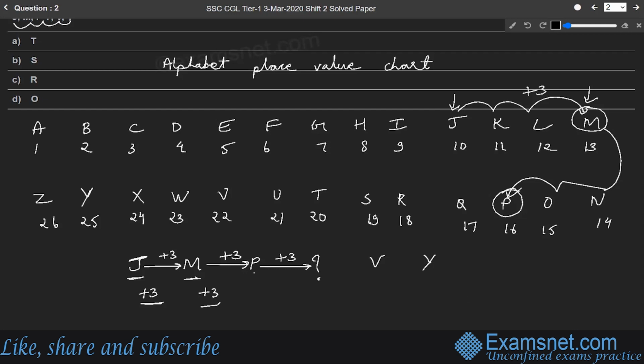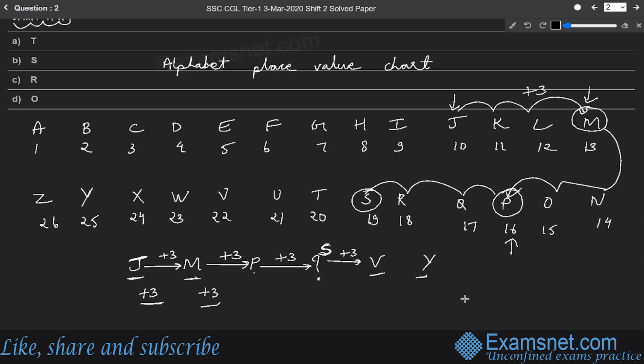So we will get the alphabet in the place of question mark. P is present here. P plus 3 will be 1, 2 and 3. P plus 3 will be S. So the alphabet in place of question mark is S. Now let us check it for the last 2 alphabets also. Now in the place of question mark we have S and next alphabet is V. So S plus 3 should give V.